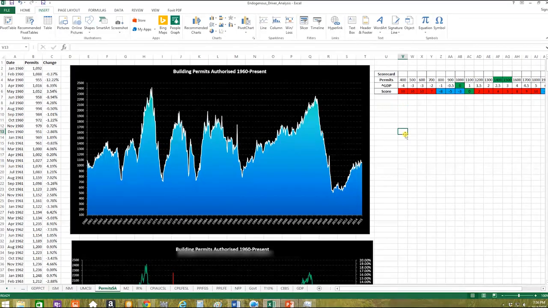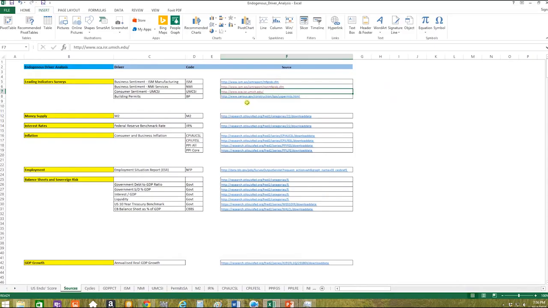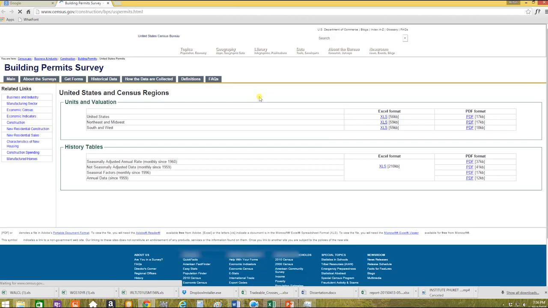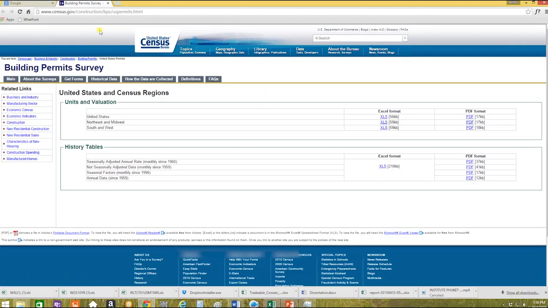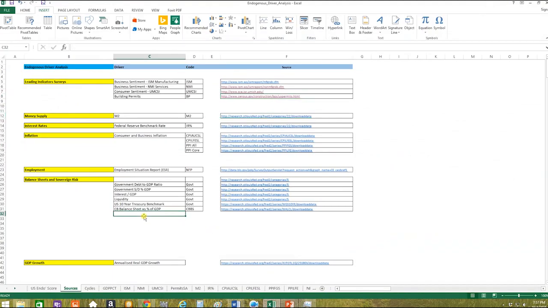Now what you can do is go over to the Sources tab, and you can see we've got the link here as well. And if you click on that, the website of the United States Census Bureau comes up, and you can download all the files here or PDFs here for the housing starts data, and you'll find the building permits data is part of the housing starts report. So let's go back to the Excel spreadsheet and have a look at how we work all of this out.